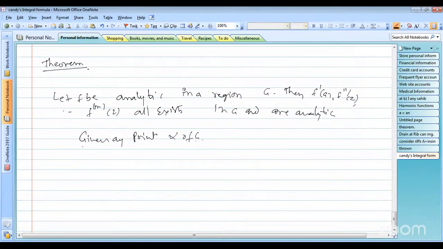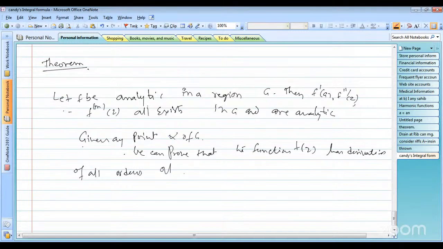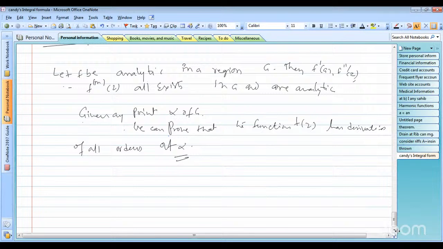So we can prove that the function f of z has derivatives of all orders at alpha. We can prove that the function f of z has derivatives of all orders at alpha. So we have to assume that here.